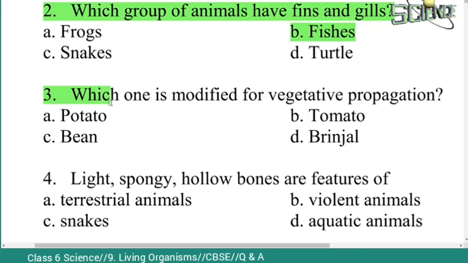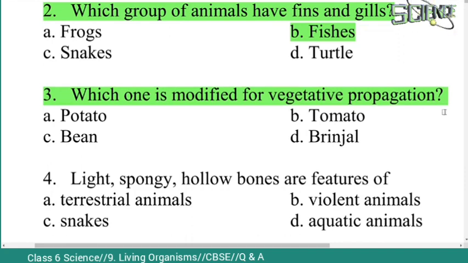Third question, which one is modified for vegetative propagation? The given options are A. Potato, B. Tomato, C. Bean, D. Brinjal. The correct answer is potato. Potato is modified for vegetative propagation.